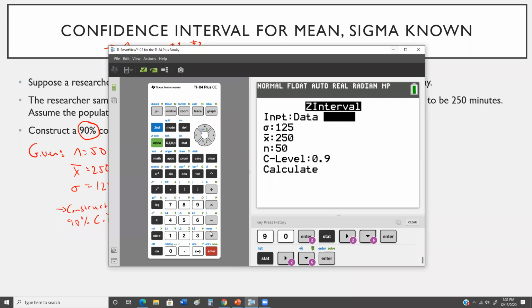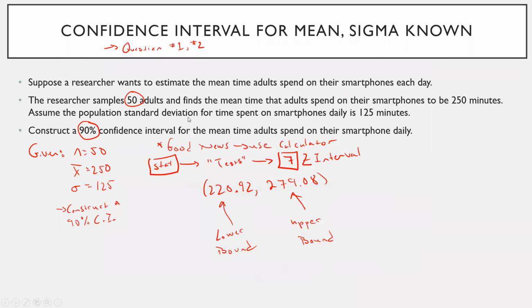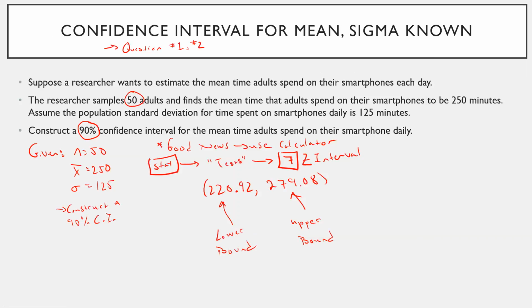Mm-hmm. Okay. So then after you do that and plug this in, you should see this. All right, so that's questions 1 and 2 on your exam. Is everybody okay if I go to the next one? All right, so this is when sigma's unknown. Okay, so I'll go back, sorry.